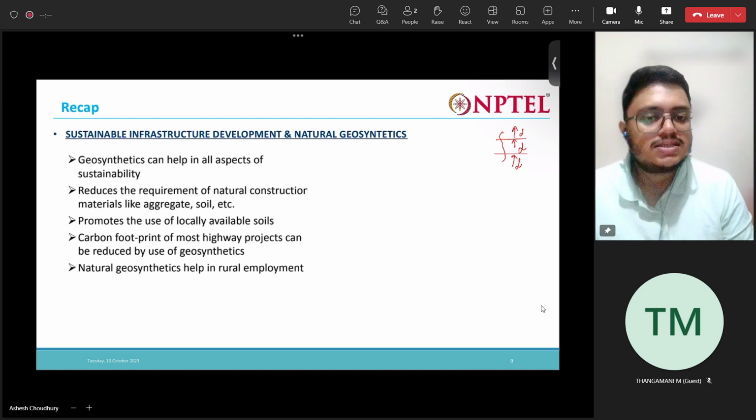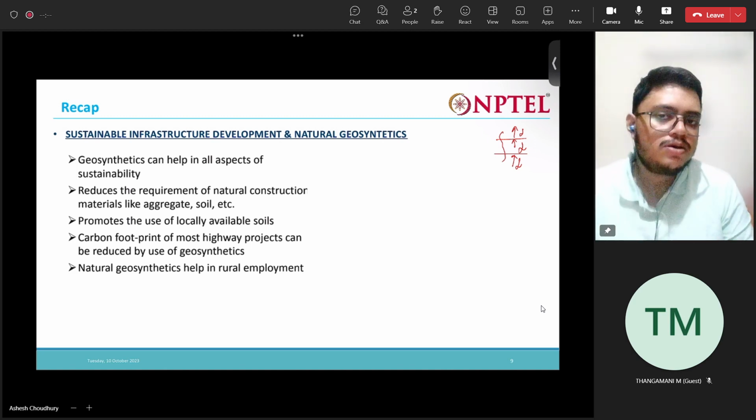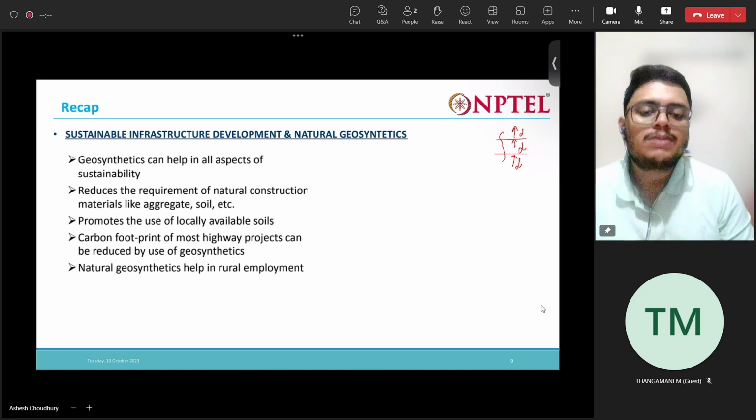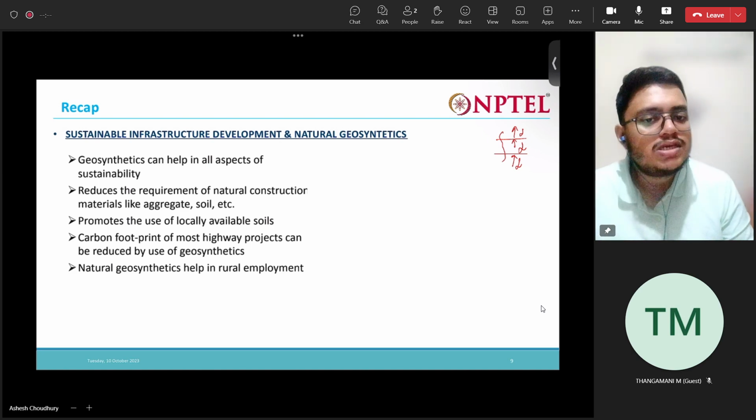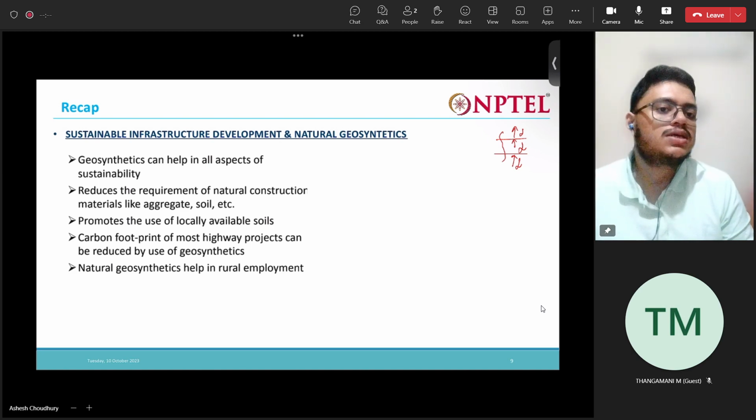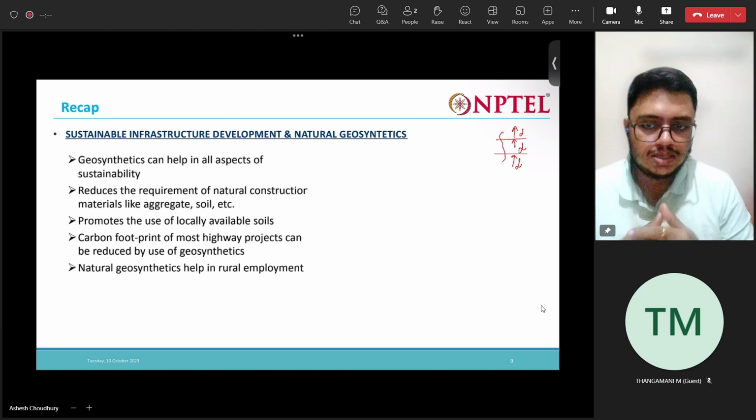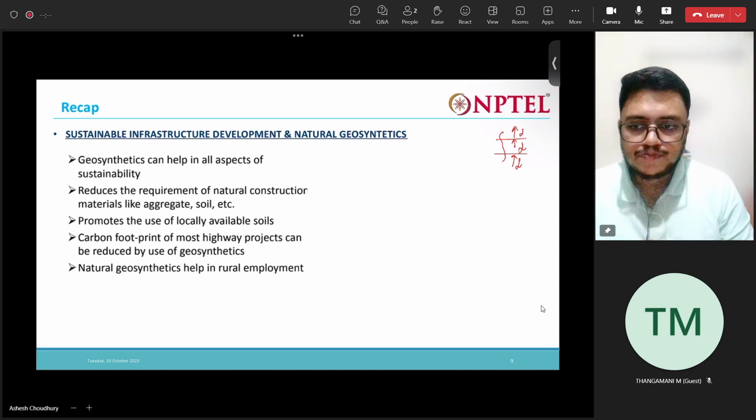So what that is, sustainable construction, right? You are able to use a lesser amount of aggregates. With a lesser amount of aggregates, you are able to achieve the same construction, the same strength in whatever you are constructing. That is what sustainability is.